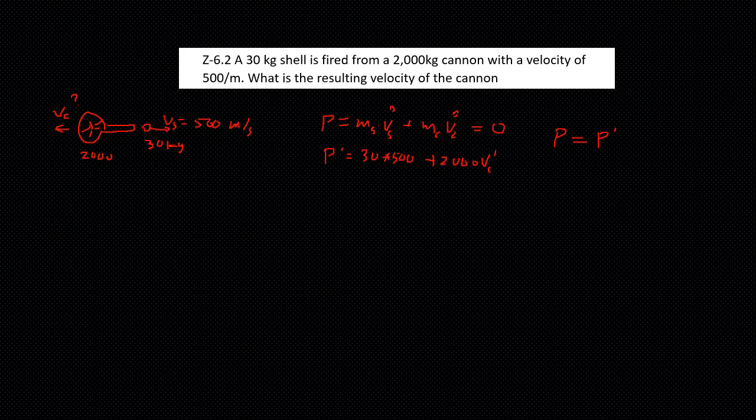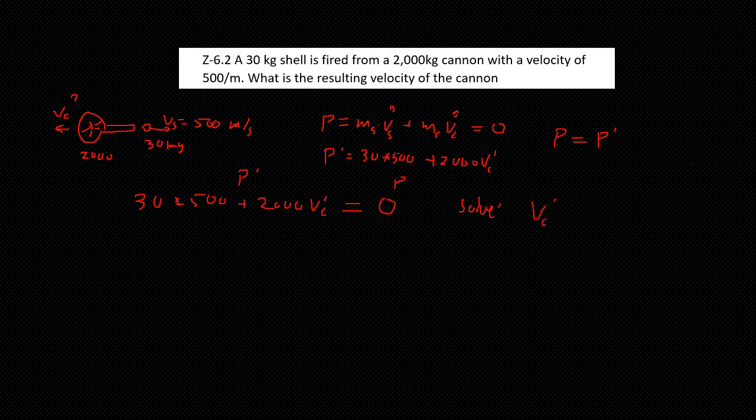So if that equals that, then we have 30 times 500 plus 2000 times V cannon prime, which means after the collision. That's the variable we try to find out. That's the momentum after, P prime, and it should be equal to the momentum before, which is nothing but 0. Now we solve for V cannon prime afterwards.